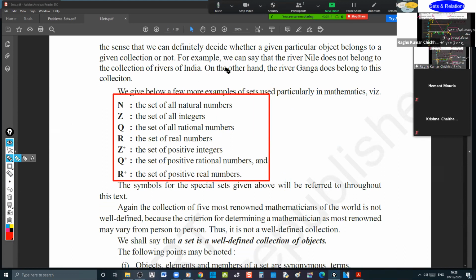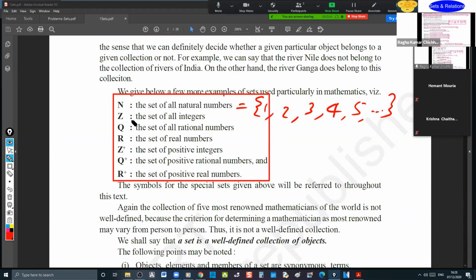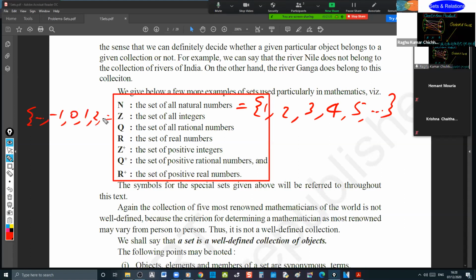So the set of all natural numbers is nothing but 1, 2, 3, 4, and so on. This is the set of natural numbers. And the set of integers, you can see, is all the negative integers and all the positive integers, they form the integers. All rational numbers, the set of real numbers, the set of positive numbers, the set of positive rational numbers, and R plus the set of positive real numbers and all. So these notations, I hope you know.